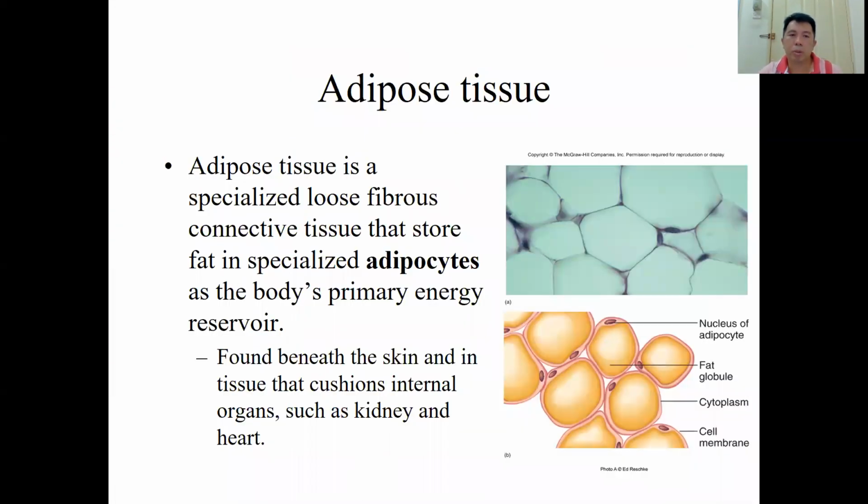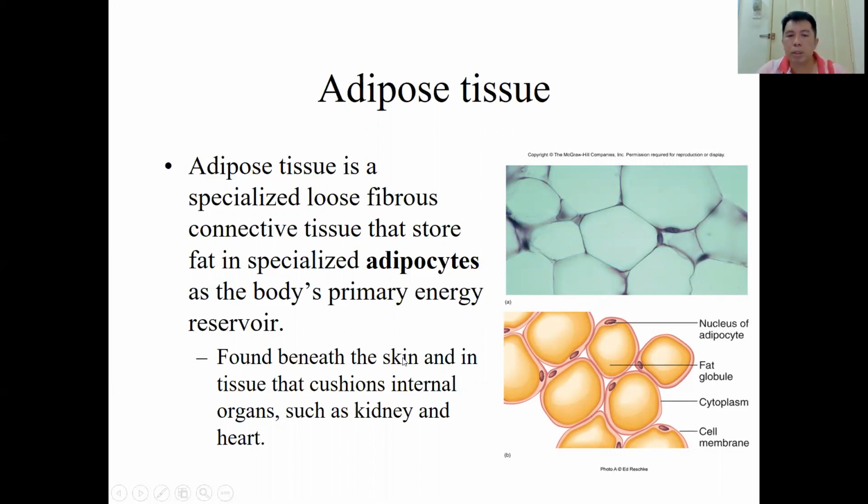So adipose tissue is a specialized loose fibrous connective tissue, and the cell is known as the adipocyte. Adipocytes store fat. That's why you see here they are very large and transparent, because they store fat. Fat is the storage of energy.